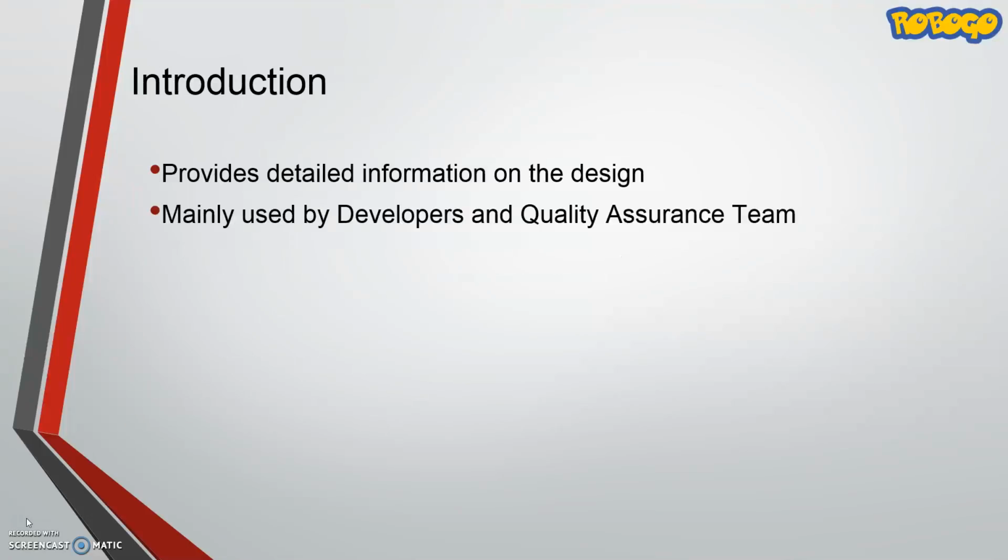For the introduction, the software design document provides comprehensive and detailed information on the design of the entire software, and is mainly used by the developers and the quality assurance team. The quality assurance team will use this document to ensure that what is developed is according to what has been set in it, so that they know the solution has not gone off track and is in line with what was discussed with the team.